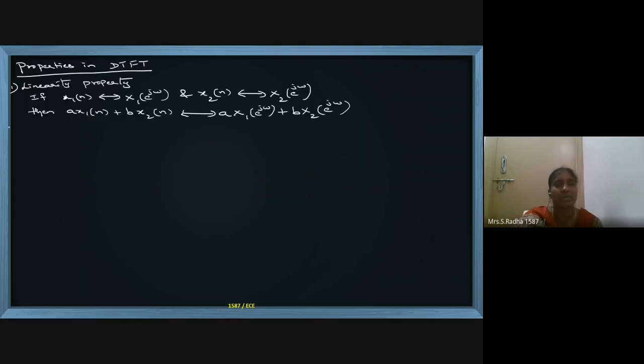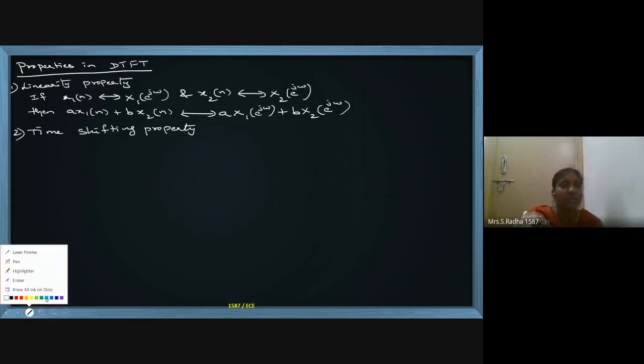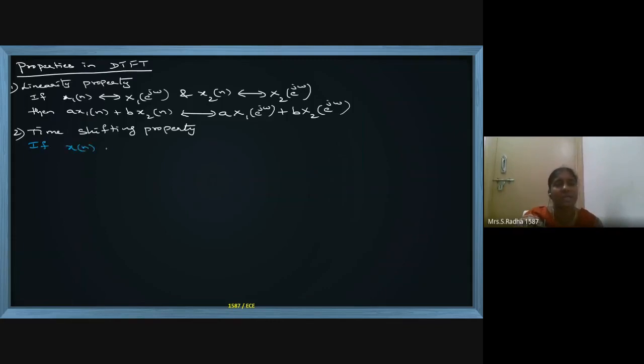So this is the linearity property. Next is the time shifting property. If you take a signal x of n, its DTFT is x of e power j omega. Then if you have a delay n minus n naught, that delay will come on the other side as e power minus j omega n naught, and then x of e power j omega as it is.